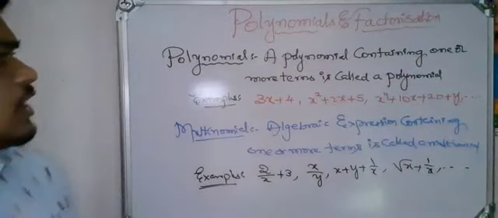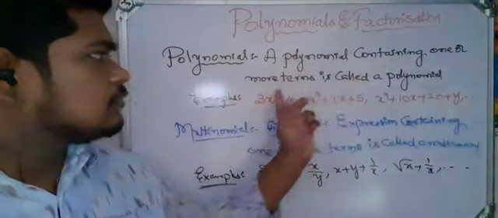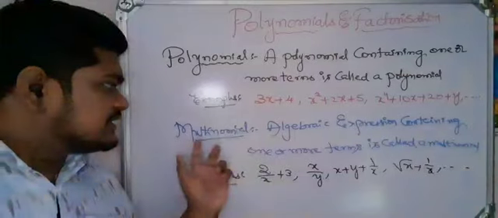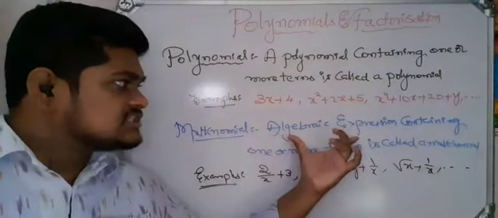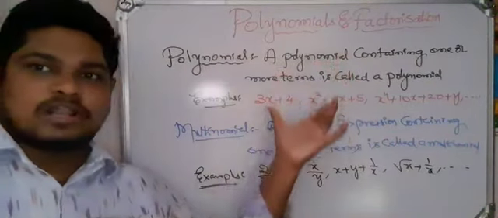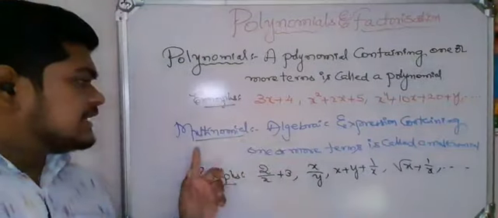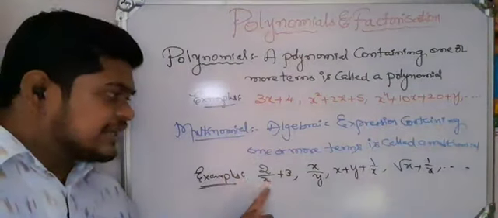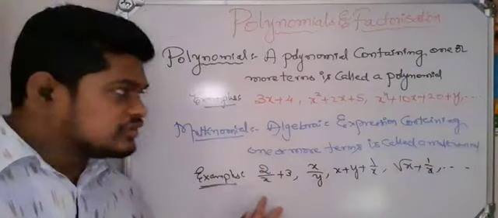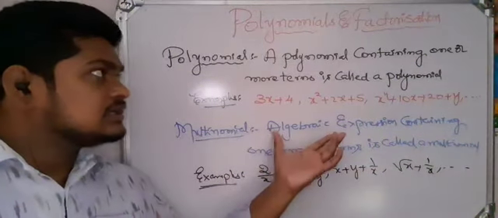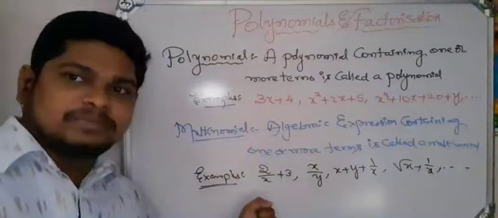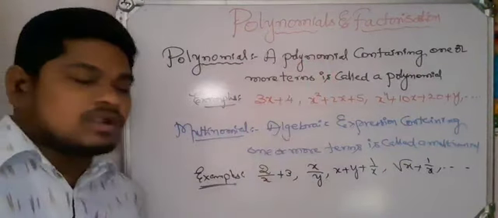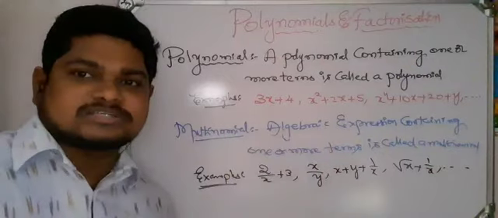As seen, an expression containing one or more terms is called a polynomial. Next, coming to the multinomial, here I mentioned algebraic expression in the place of polynomial. Why? Because multinomial means we are taking negative powers also. So it should be algebraic expression. Both the definitions should be similar, but here we are considering polynomial, and here we should consider algebraic expression.